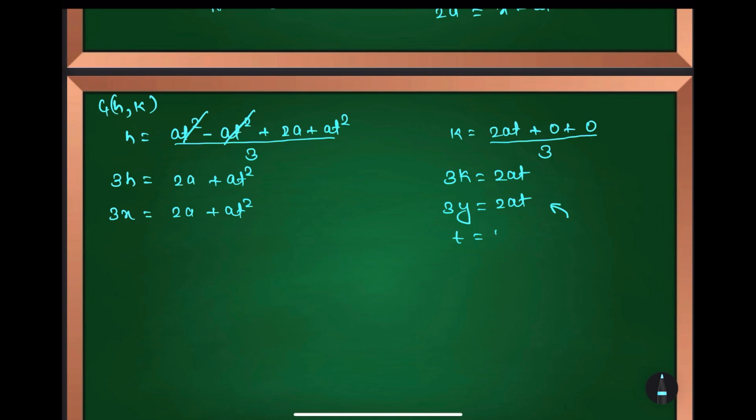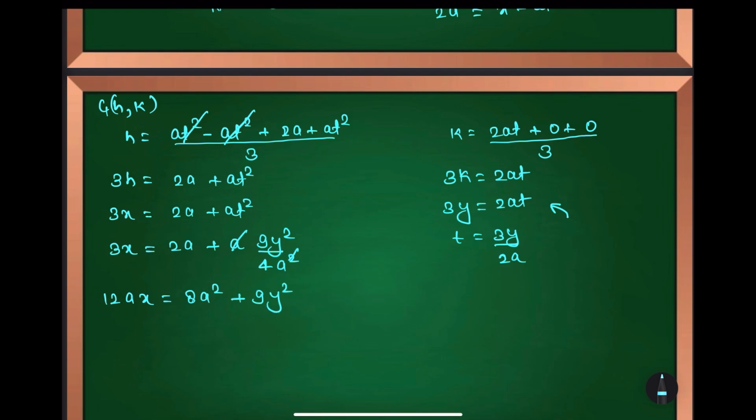So t is equal to 3y by 2a. So let's substitute there. 3x is equal to 2a plus a, and then 9y square by 4a square. So this thing is gone. Can I multiply both sides by 4a? So 12ax, 8a square.